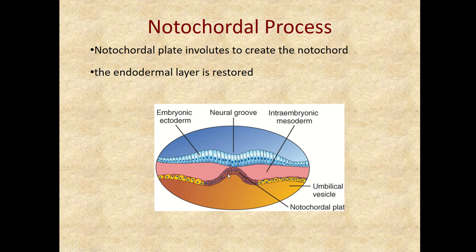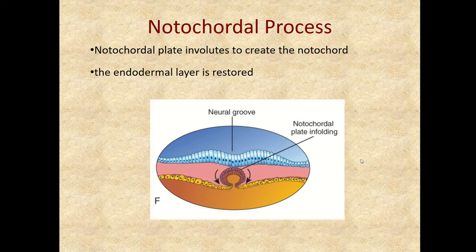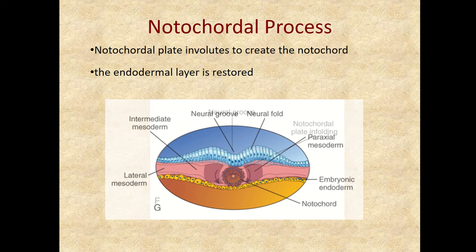And so what happens is that this plate of cells that's left is going to actually involute, and so I'm going to click and you can see how the edges come into close approximation with each other, and they're going to fuse at the midline, and it's going to create a complete restoration of the endodermic layer here, and it's going to create a circular structure at the end that we call the notochord, now that those ends have come together and fused.